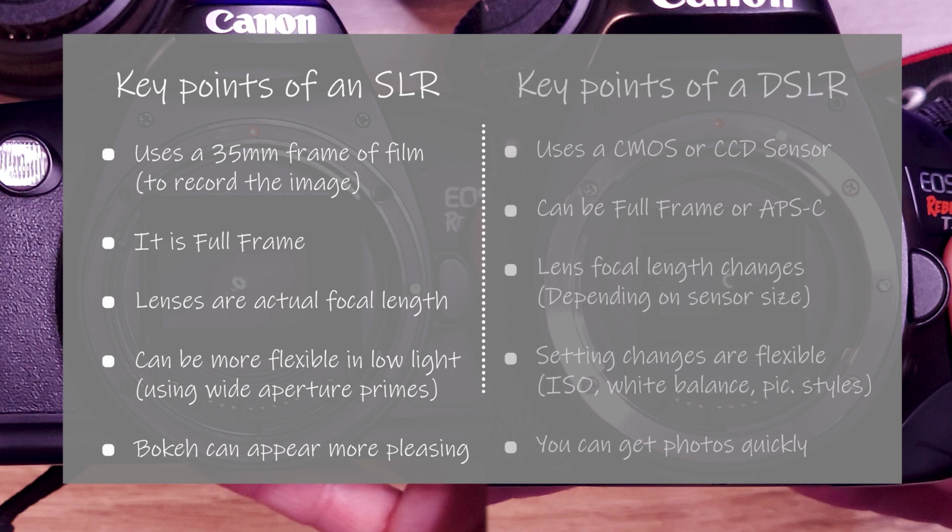Some key points to a DSLR is that they use CMOS or CCD sensors. They are available in both full frame and APS-C. Lens focal length changes depending on the sensor size. Setting changes are more flexible, such as ISO, white balance, and picture styles, which you can change while shooting, and you can get your photos quickly.